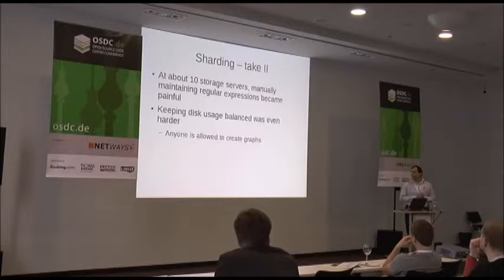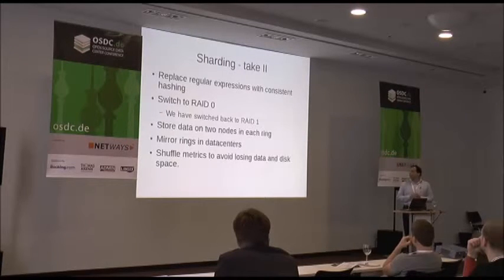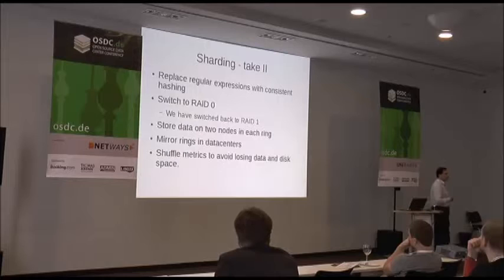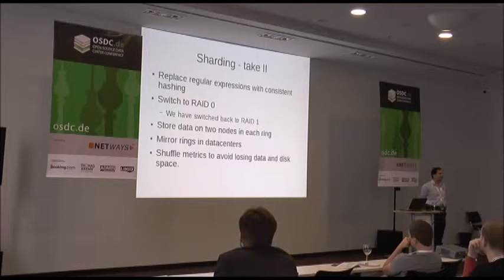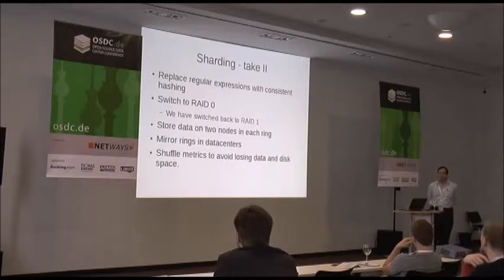And that was easier. Again, anyone is allowed to create graphs, so everybody does. We got consistent hashing in there. Traffic was balanced very nicely and happily. We switched to RAID 0. Well, if the box is going to die anyway, might as well make use of the space. And given that it's 2 disks, we should probably get a bit more I/O from the SSDs. It helped. We mirrored data across 2 nodes in each ring.